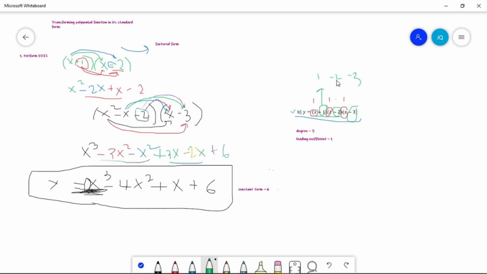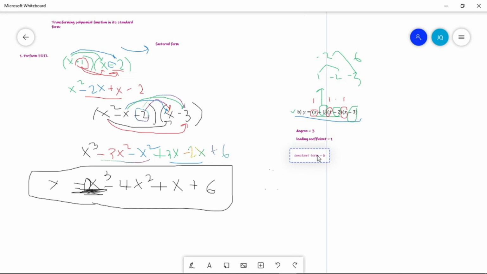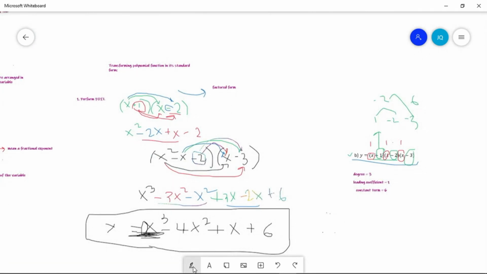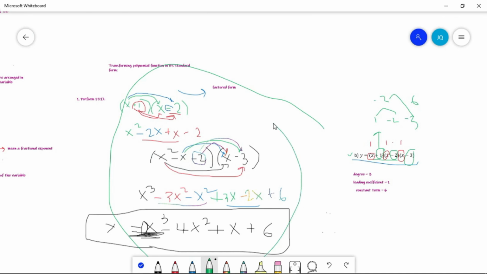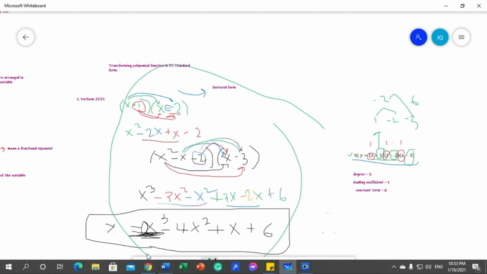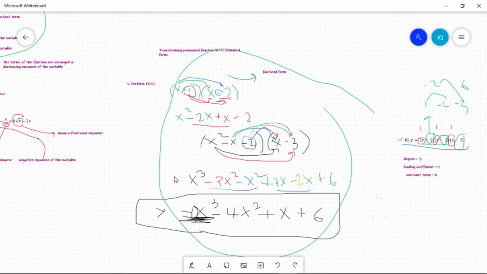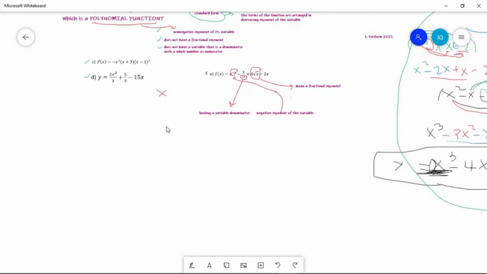So 1 times negative 2, that's negative 2. Then negative 2 times negative 3, that's positive 6. Therefore, our constant term is 6. So you can determine them without doing the entire multiplication. Okay? So that's how you are going to do it. So let's try another example. Let's take this, okay?